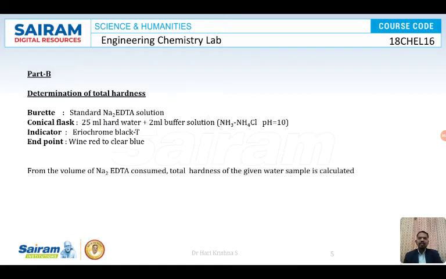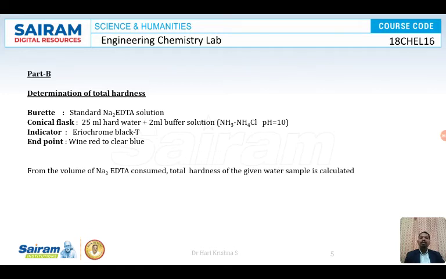Okay. So for the estimation, we're going to take the disodium EDTA solution in the burette. In a conical flask, we're going to pipette out 25 ml of hard water. To that we're going to add buffer solution. The buffer used here is ammonium chloride buffer. Then we're going to add a pinch of the indicator, Eriochrome Black T, and titrate the sample of water against the titrant taken in the burette until the color changes from wine red to clear blue.